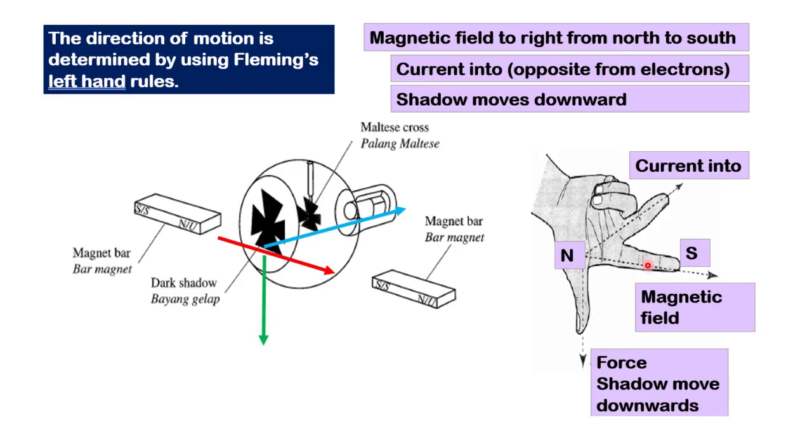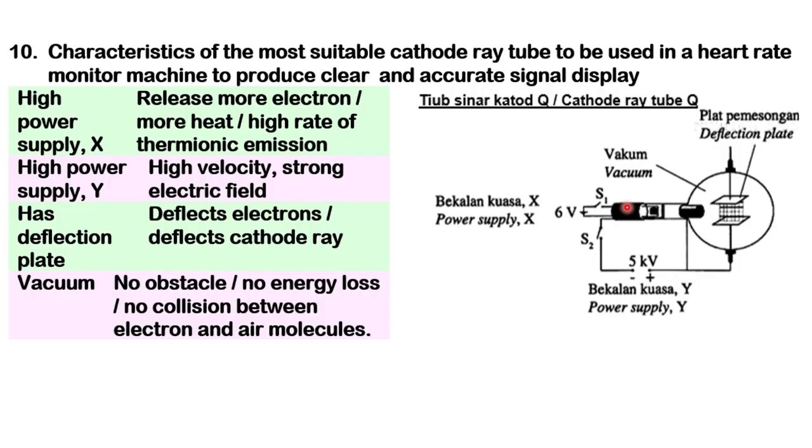Current is into. First thing again, know the magnetic field from north to south. The nail is the south. Second, look at the filament and where the electron is going. Here it is from the filament to the screen, going out. So the current must be opposite, going into the paper. And the force must be downward.